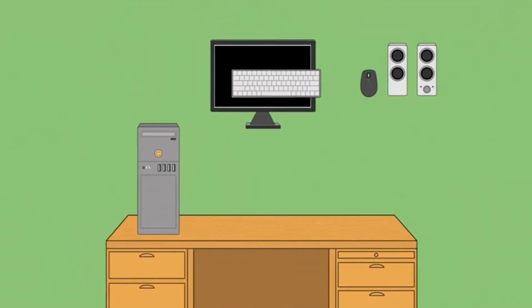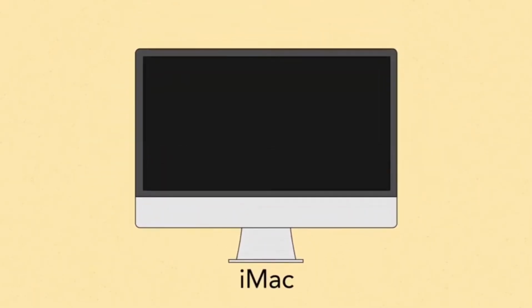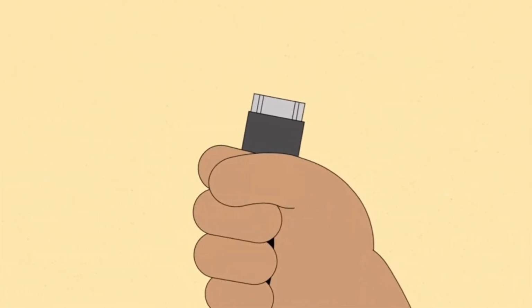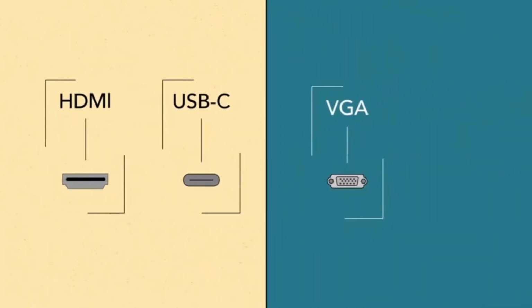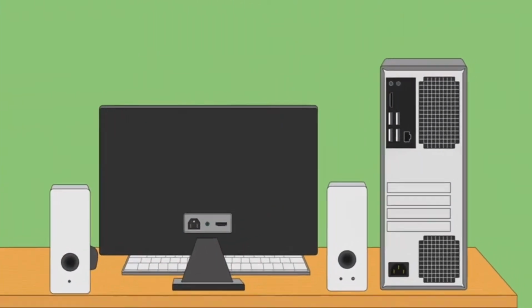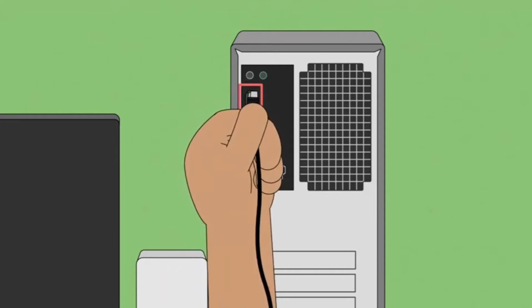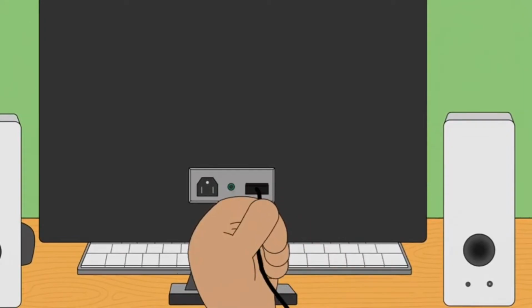Think about where you want your workspace to go and how you want to arrange the different components before you start plugging things in. Next, let's connect the monitor. If you have an all-in-one computer where everything is built in, for example an iMac, you can skip this step. Otherwise, locate your monitor cable. Newer monitors often use HDMI or USB-C connections, while older monitors may use VGA, DVI, or another type of connection. It just depends. Now find the monitor port on the back of your computer case and plug the cable in. Most cables are designed to fit a certain way, so if it's not working, don't force it. When you're done, connect the other end to your monitor.